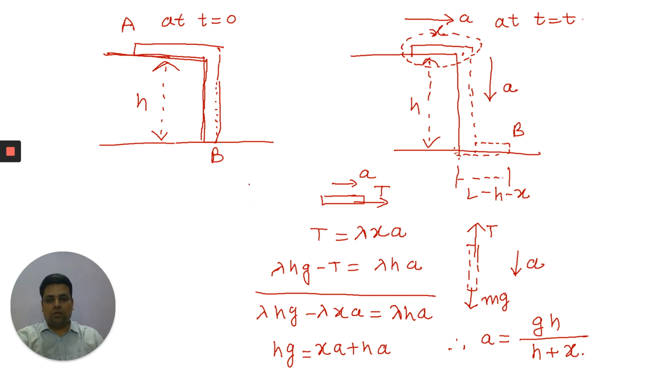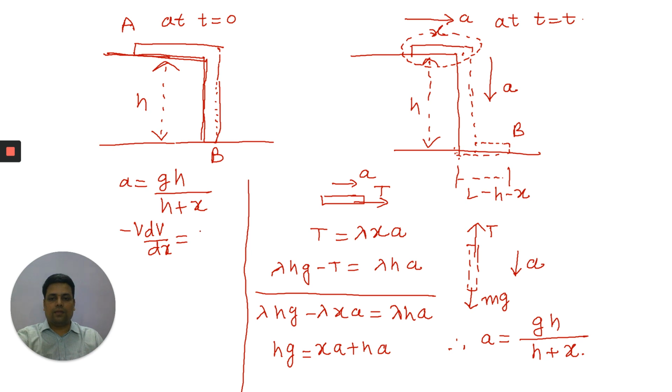In the problem, we are asked about the velocity with which that chain will be sliding at the moment when A totally comes out of that horizontal tube. Anyway, let us get the velocity expression as a function of x. You know that x is decreasing as velocity is increasing. So we can write the acceleration a equal to g h by h plus x as minus v dv by dx equal to g h by h plus x. So we have minus v dv equal to g h by h plus x dx.